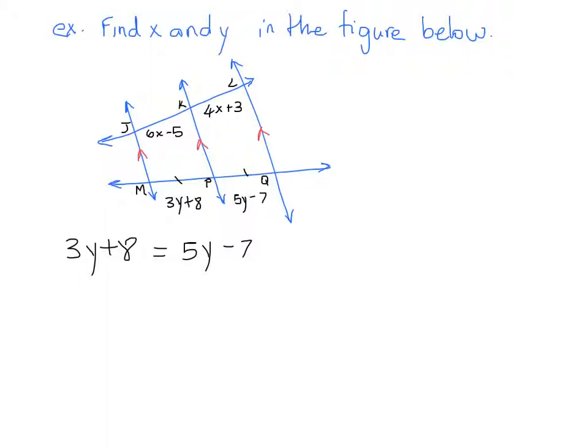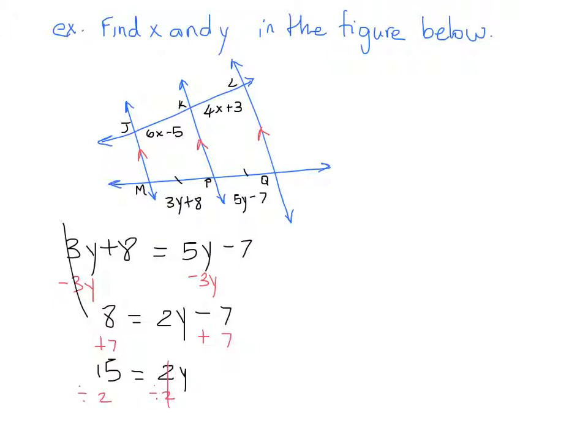Alright, so we want the y's on one side and the numbers, the constants, on the other side. So we can go ahead and take 3y away from both sides, and that will give us 8 equal to 2y minus 7. Now we can add 7 to both sides, and we get that 2y is equal to 15. And finally, we can divide both sides by 2 to isolate that y, and we get that y is equal to 7.5.